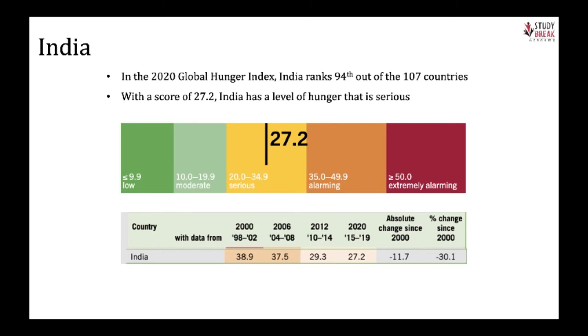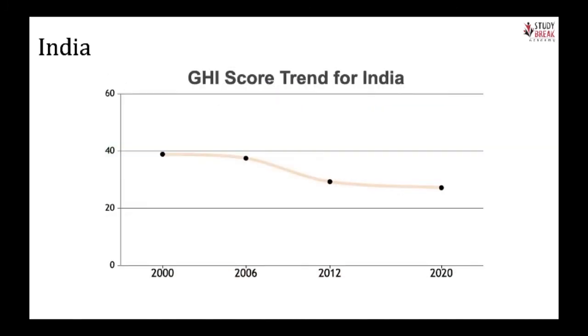So if you talk about India, in the 2020 Global Hunger Index, India holds a pathetic rank. It's 94th out of 107 countries, with a score of 27.2. As you can see, this is the score of India. It's very serious. India has a level of hunger that is serious, so you can see India stands here. If you compare the data from 2000 to 2020, India has reduced, of course, absolute change is 11.7, but we still have a lot of things to do.